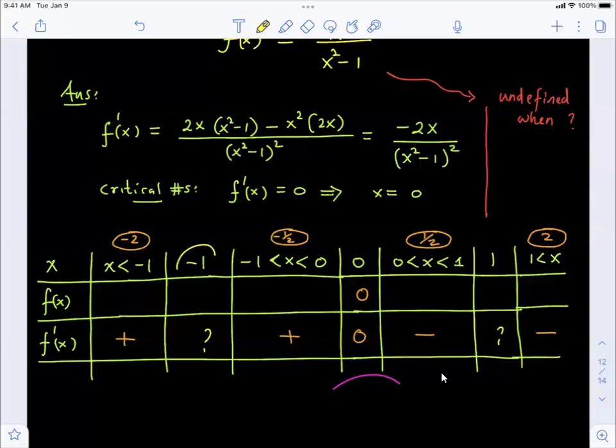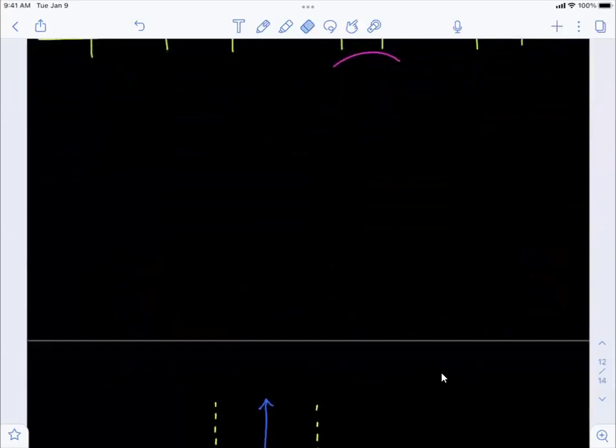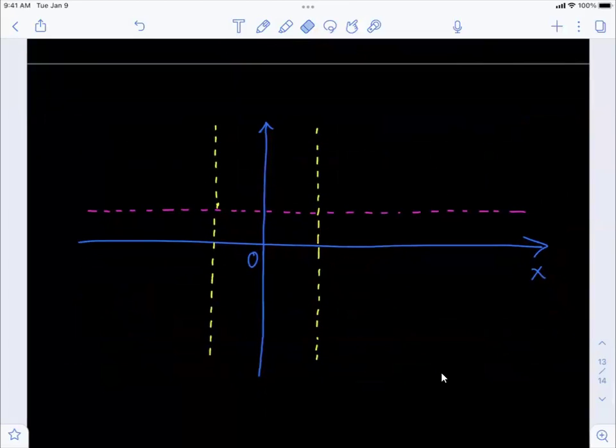Think about what would happen at -1 and +1 in this function. What are the undefined points? x equals -1 and x equals +1. So when the function is undefined, there is no way that you can define a derivative, so the derivative has no meaning.